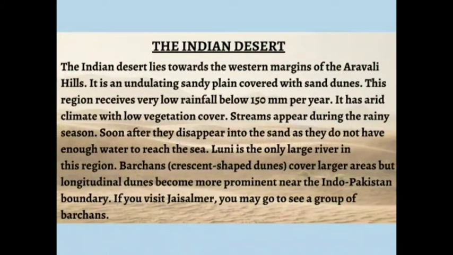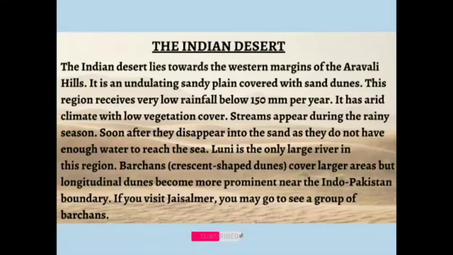Now let's move on to the next physical feature of India, that is the Indian desert. The Indian desert is towards the west of India, generally the Gujarat and Rajasthan states. The Indian desert lies towards the western margin of the Aravalli Hills. It is an undulating sandy plain. So the whole area is covered with sand and sand dunes. This region receives very low rainfall, below 150 mm per year.